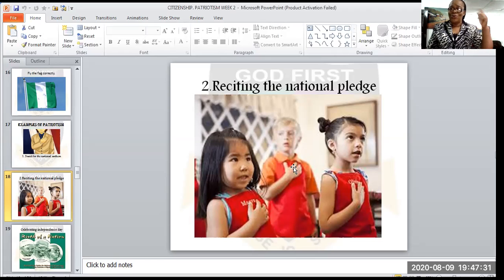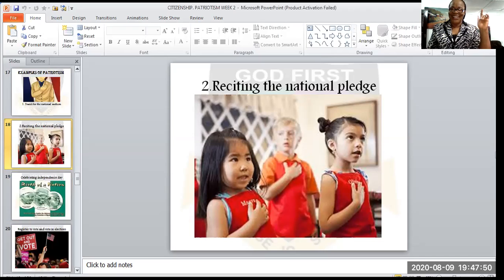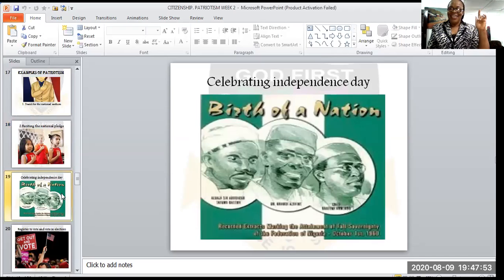And when you do that, ensure that you place your hand in the right position. Are you checking out this slide? Beautiful. It must be done the way it must be done, to show your loyalty and support for our country, Nigeria.